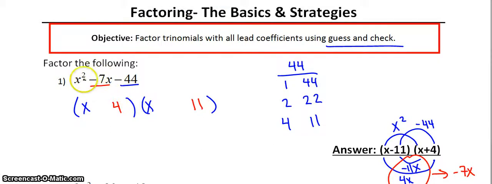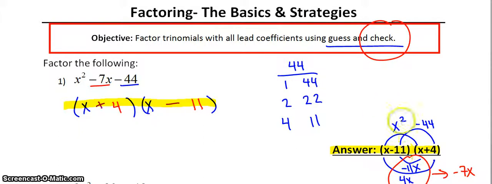Okay, so I want to add to be a negative 7 and multiply to be a negative 44. So it has to be a negative and a positive to multiply to be a negative. And the bigger one has to be negative to make sure it adds to a negative 7. Okay, and that's where this factorization comes from, which should match our answer here. I want you all to keep in mind that this is called guess and check. Now, normally I always check my answers.